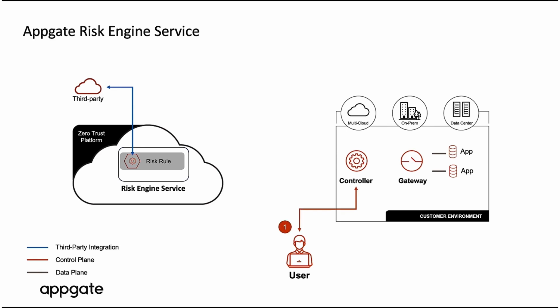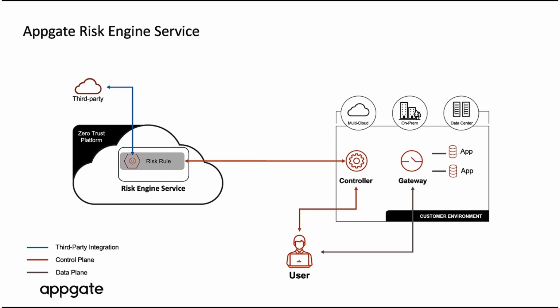Right, and that next step is a user looking to access a resource. So they log in using their Appgate ZTP client, and that pings the controller, and the controller then sends a request out to the risk engine service saying, give me the risk score for all the risk rules that you have for this user and or device. And that data comes back to the controller. It does all of its analysis and says, these are the policies and entitlements that the end user gets. And then the end user goes ahead and accesses the resources.